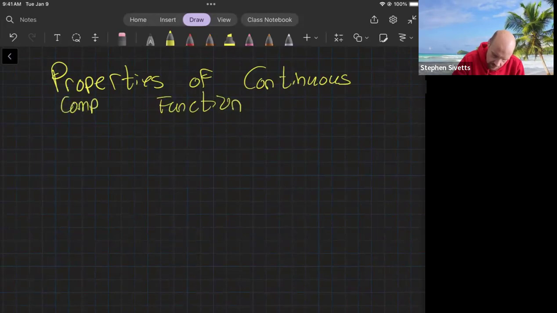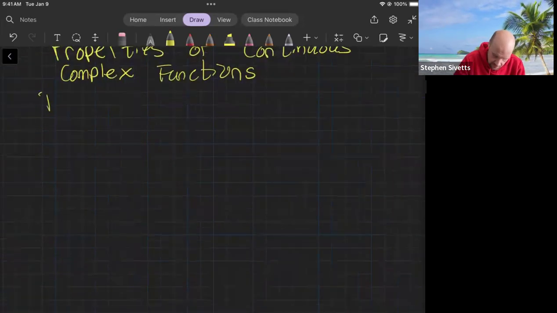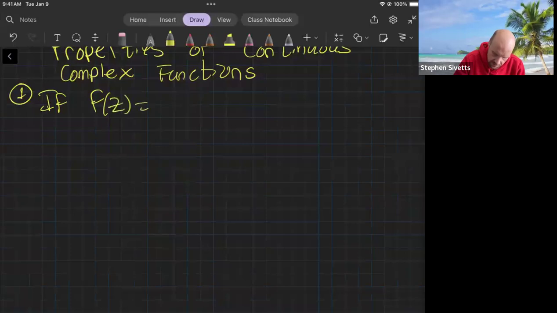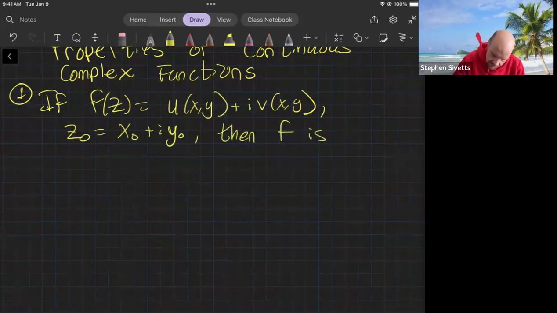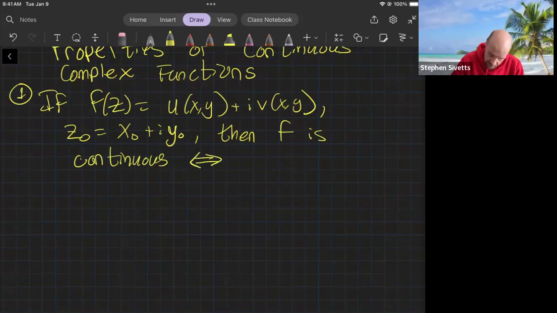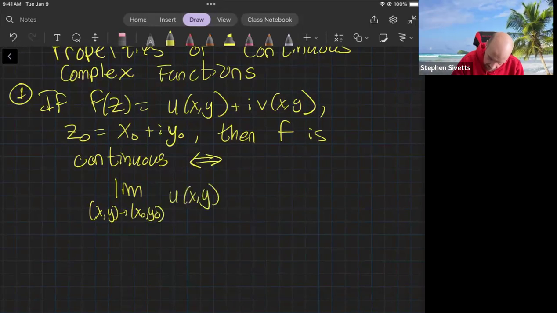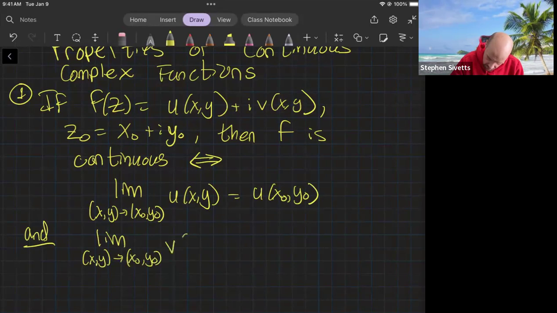Meaning complex functions, right? So if f of z is equal to u of x, y plus i times v of x, y, and z naught is equal to x0 plus i times y0, then f is continuous, and this double arrow sign means if and only if, the limit as (x, y) approaches (x0, y0) of u of x, y is equal to u of x0, y0, and the limit as (x, y) approaches (x0, y0) of v of x, y is equal to v of x0, y0.